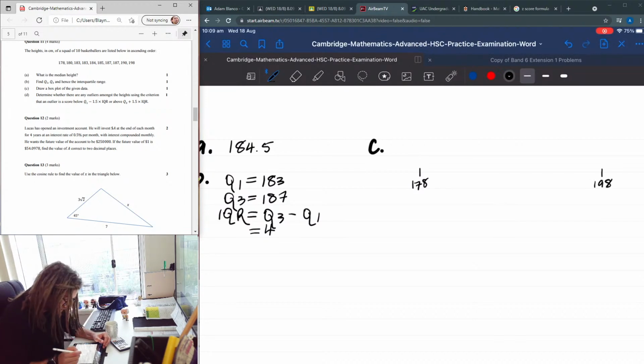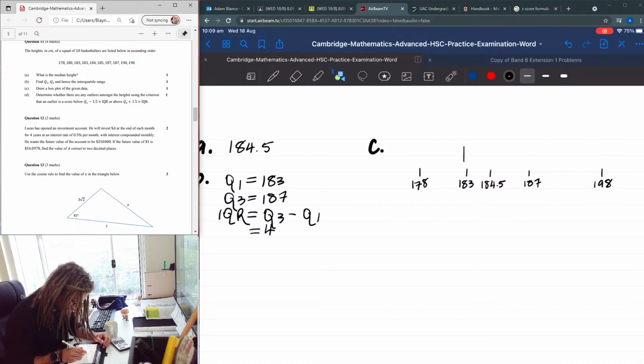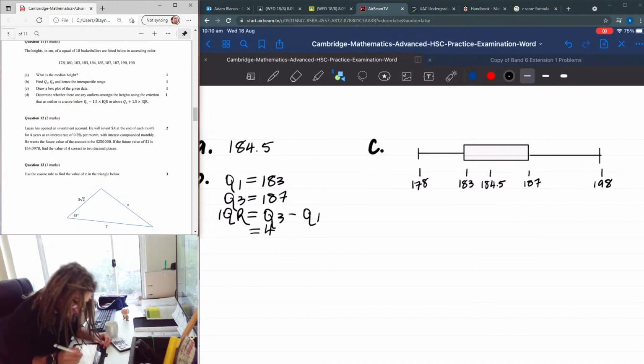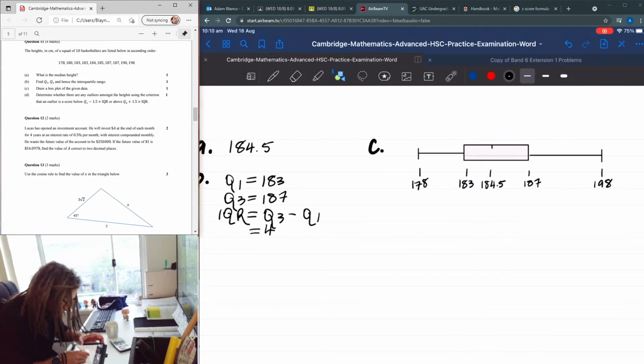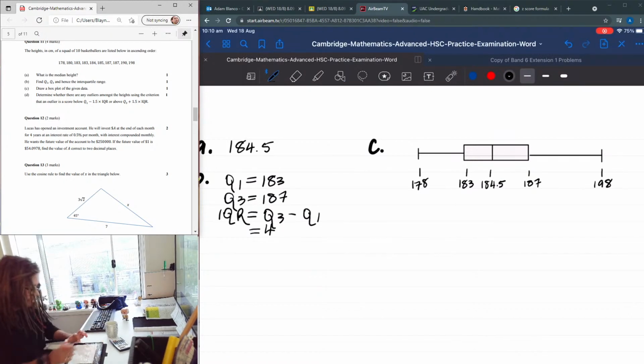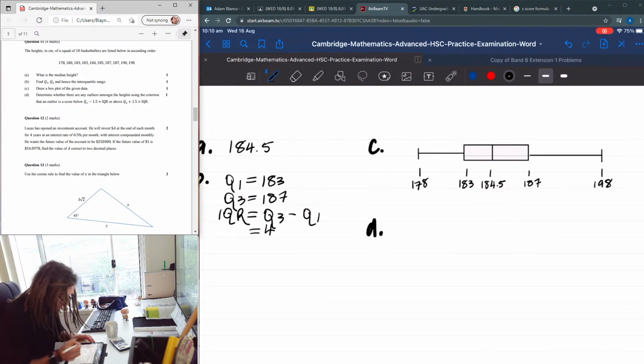What's the median? 184.5, so that's around here. 183. Maybe here. 187. It's probably a little bit further. 187. Now draw a box plot. I need to move that over a bit. Draw my little whiskers. That's terrible. That's good. I need my line. There we go. Okay. D.